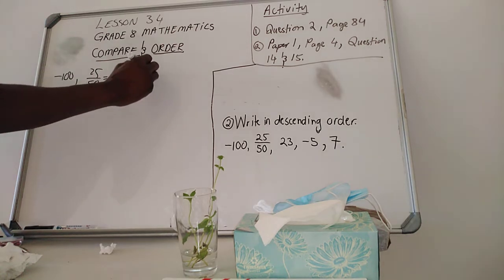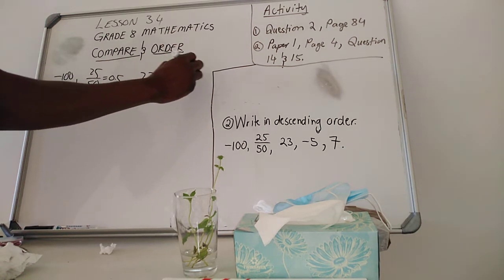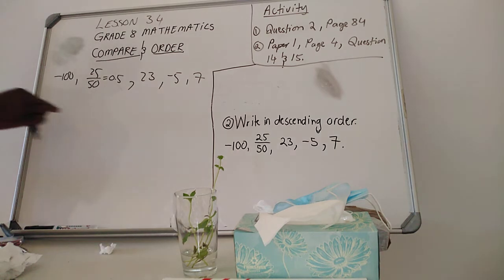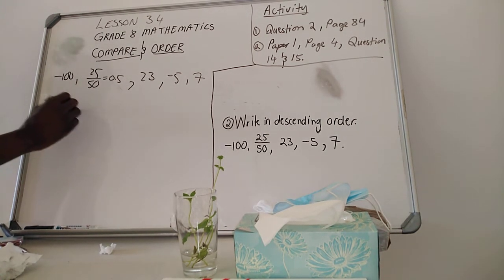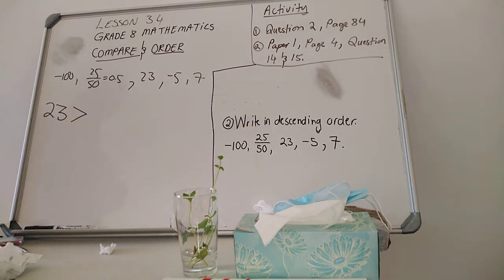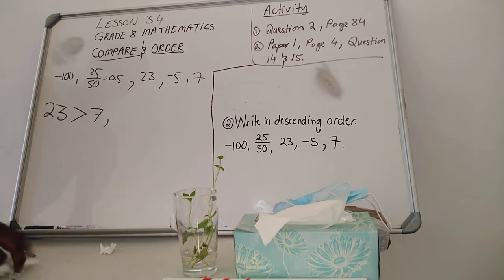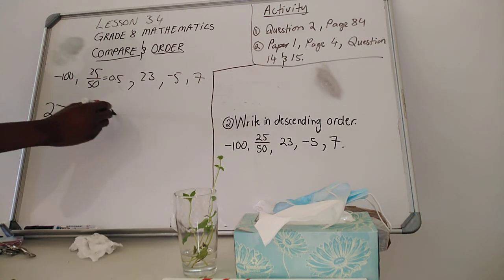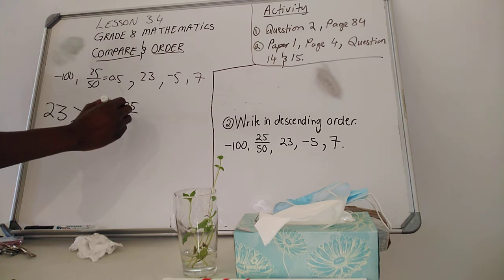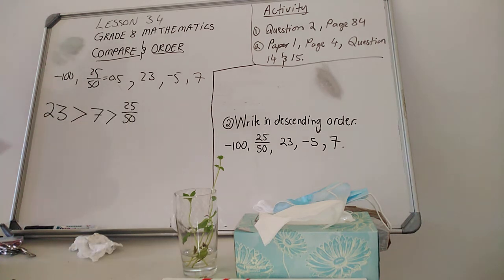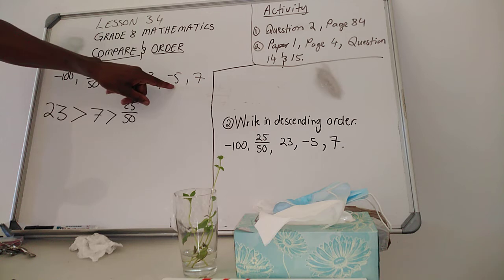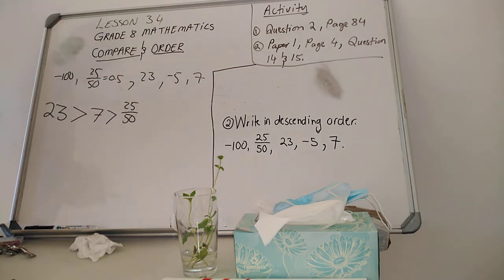The other ones are 23, negative 5, and 7. So of all these numbers, 23 is the biggest of them all. So it's the biggest number, followed by positive 7, followed by 25 over 50. So this is a positive number and this is a negative number. The positive number is always bigger than a negative number.